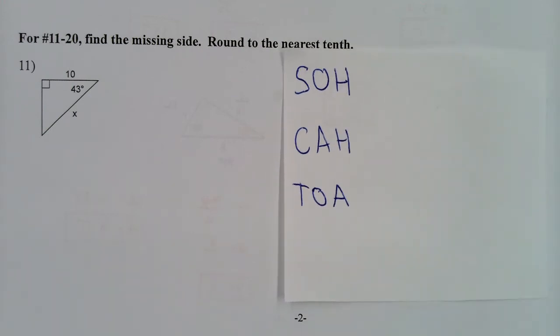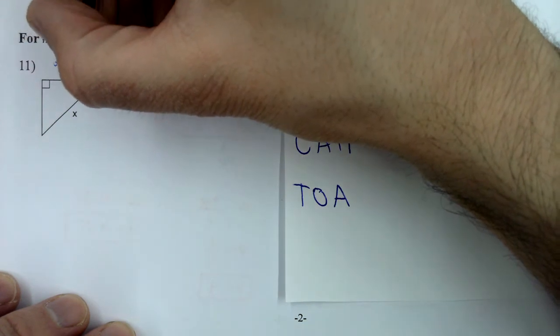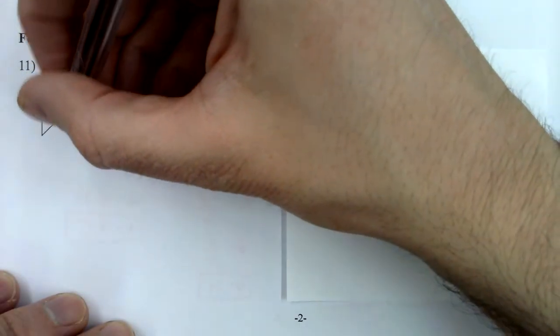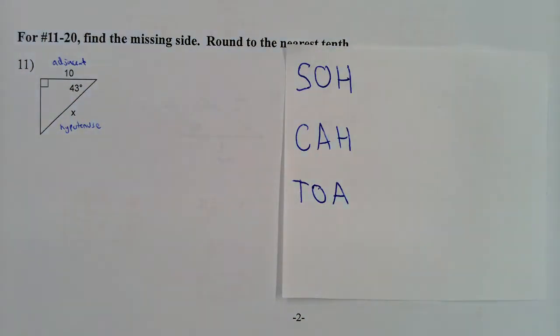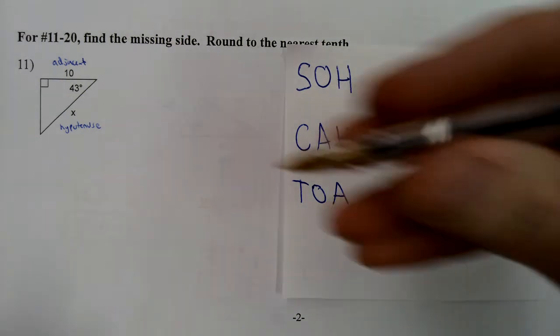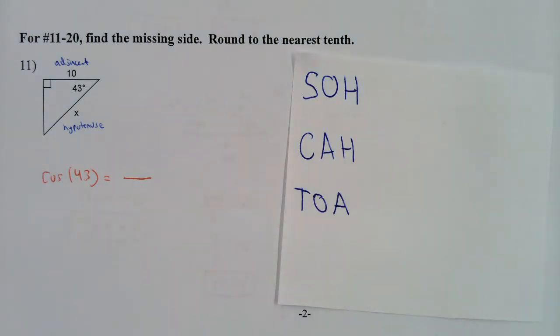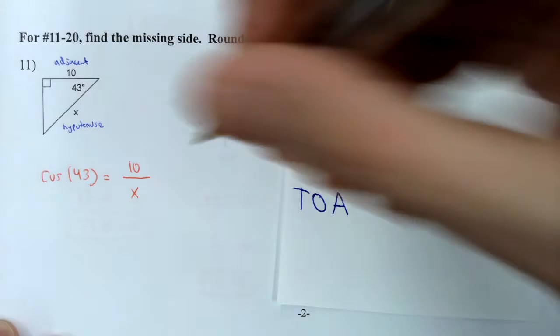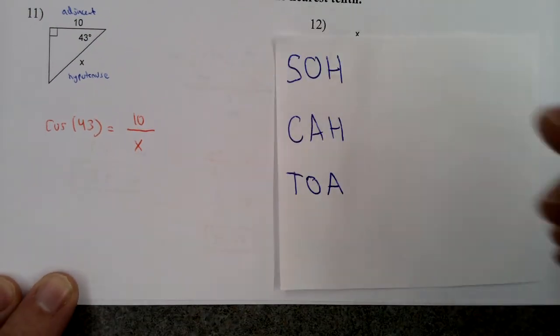So if you look at number 11, we're basing this off of the 43-degree angle. 10 is adjacent. x is hypotenuse. So which one has adjacent and hypotenuse in it? Cosine. So you do cosine of 43 degrees equals adjacent over hypotenuse, so equals 10 over x. Solve that for x by switching the x and the cosine 43, like this.